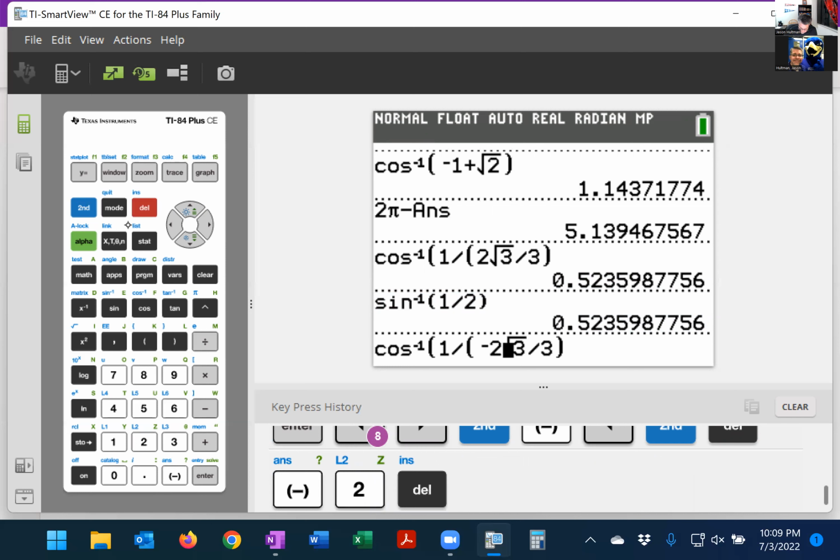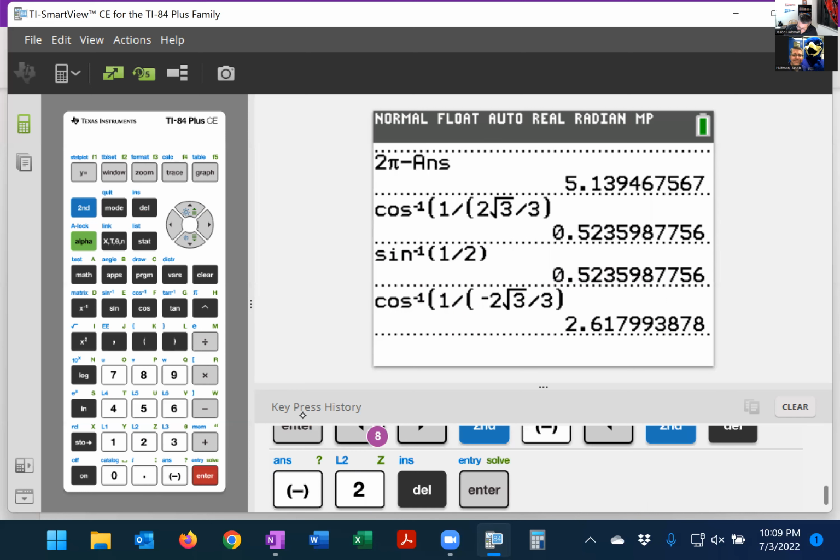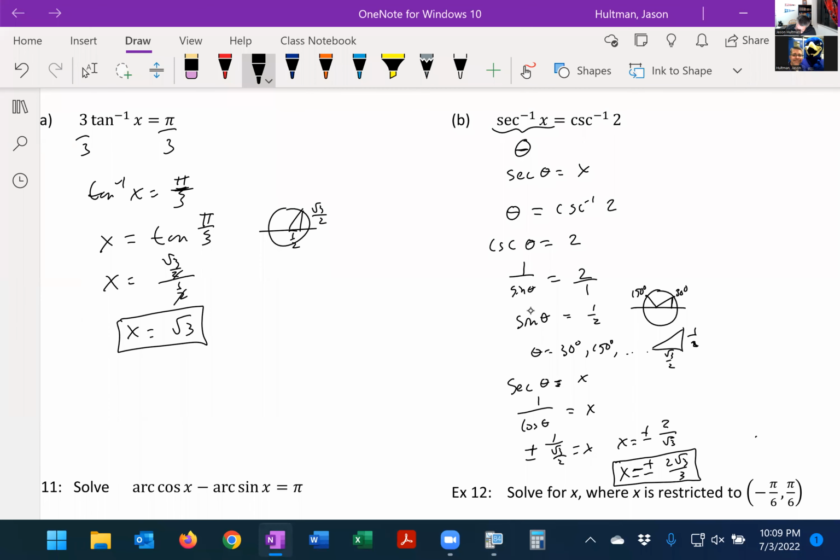Delete. There we go. And what does that give me? That gives me a different value. Okay, so the negative doesn't work there, because it's going to give me a different value. So we can cross off the negative value there. So when we check it, we only get the positive value to work. The negative value doesn't work because we're taking inverses. Our original values were inverses.